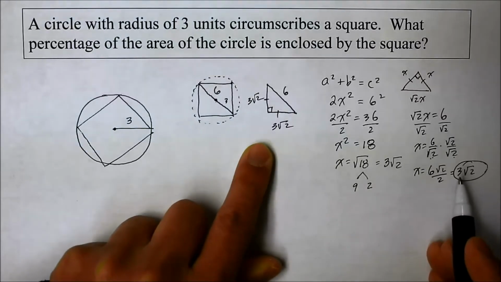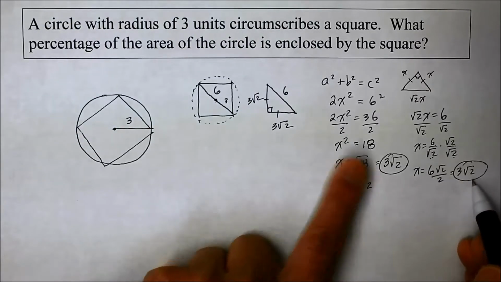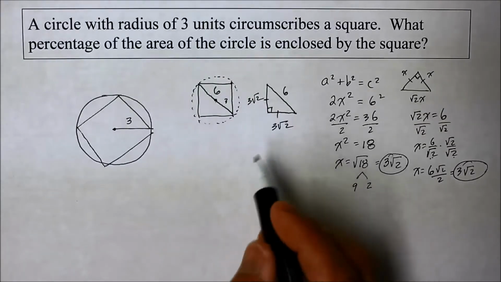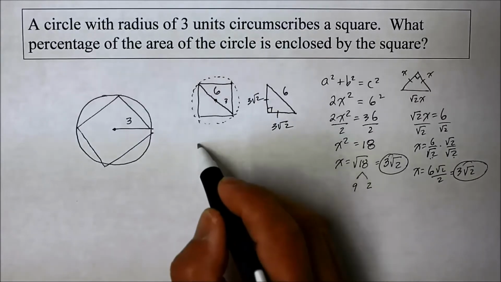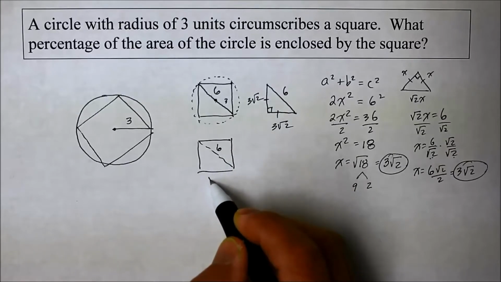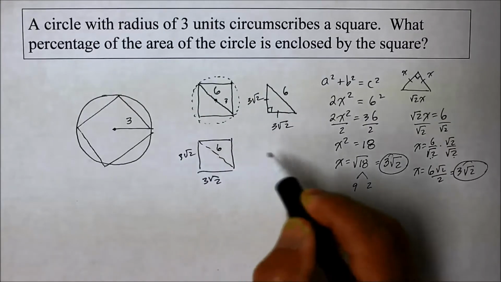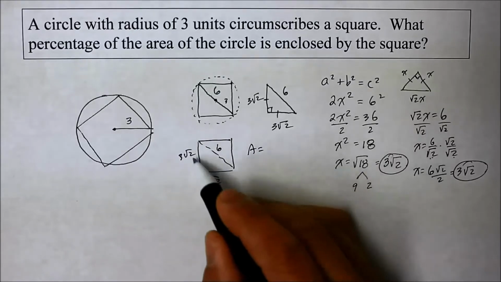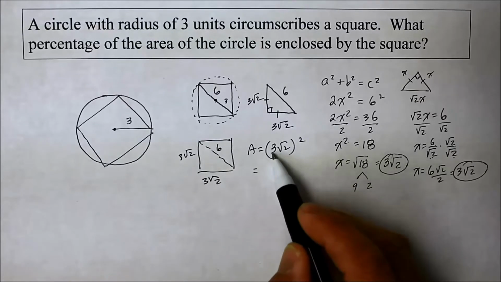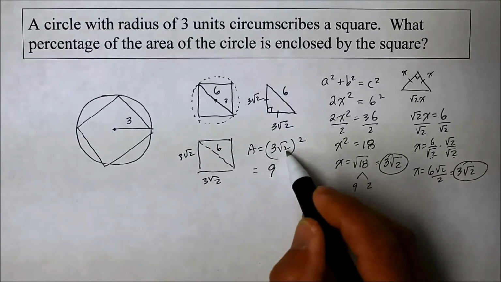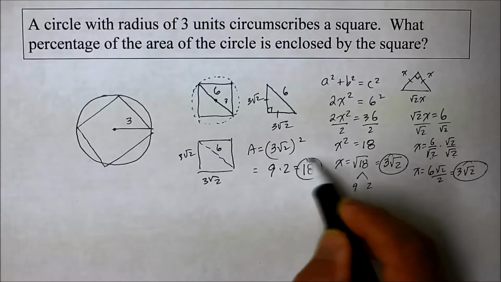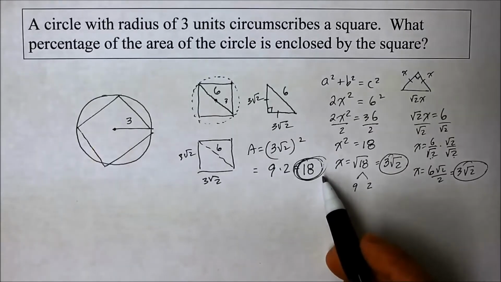Either way, you get the same side. There it is. So what? Well, since it's an isosceles right triangle with two congruent sides, if we put that back into a square now, this is a square with side 3 square root of 2. The area of that square is length times width, so 3 square root of 2 squared. 3 times 3 is 9. Radical 2 squared is just 2, so that's going to be 18. So that's the area of the square.